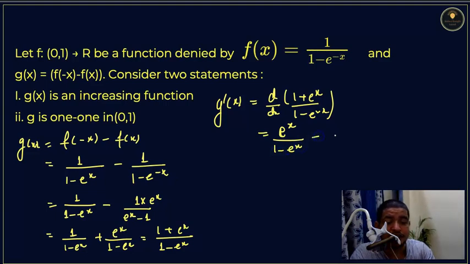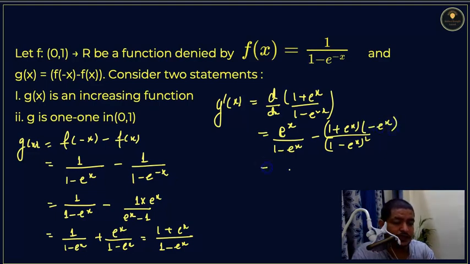Now let's differentiate the denominator. You will write it as 1 minus e to the power x, to the whole square, and because we are taking the negative value, we can write it like this. Now everything will become, because we will take 1 plus e to the power x as it is, and if I differentiate the denominator, 1 minus e to the power x will become minus e to the power x, which means that if I take the LCM, you will get 1 minus e to the power x to the whole square.